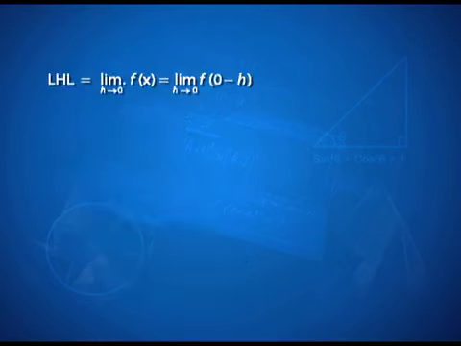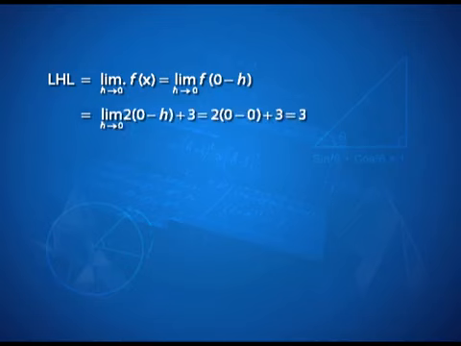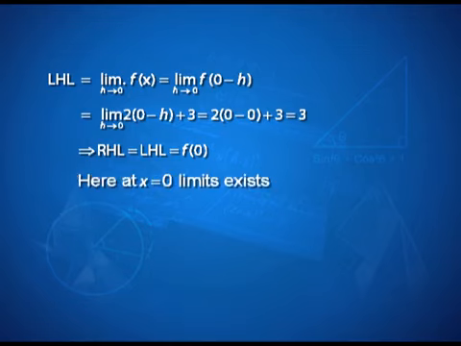Now look at the left hand limit, that is equal to limit as x tends to 0 negative f of x is equal to limit f of (0 minus h) as h tends to 0, that is equal to limit 2 into (0 minus h) plus 3 as h tends to 0, that is equal to 2 into (0 minus 0) plus 3, that is equal to 3. This implies left hand limit is equal to right hand limit, that is equal to f of 0. Here at x is equal to 0, the limit exists.